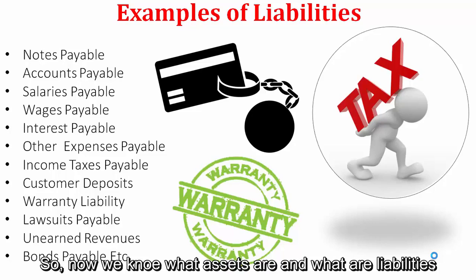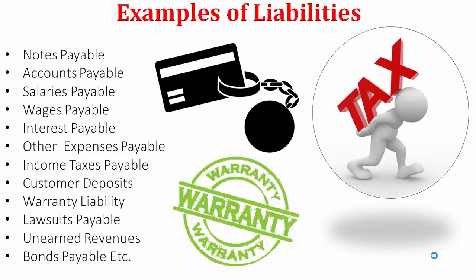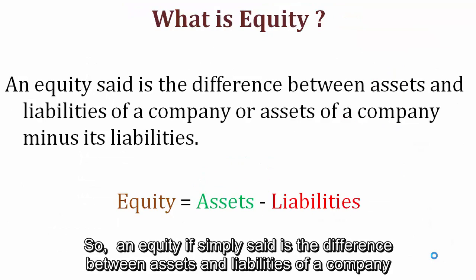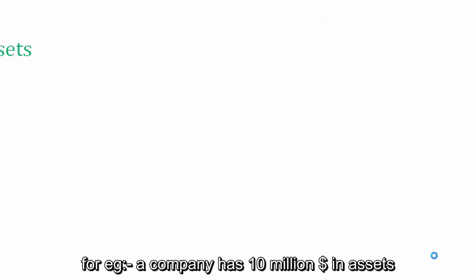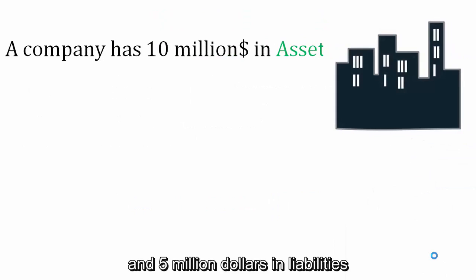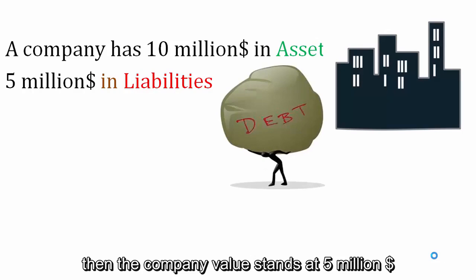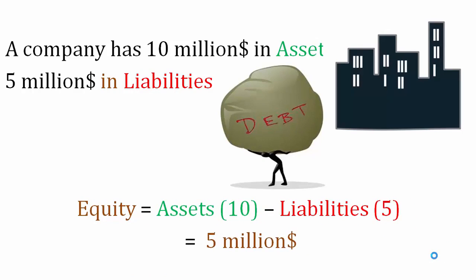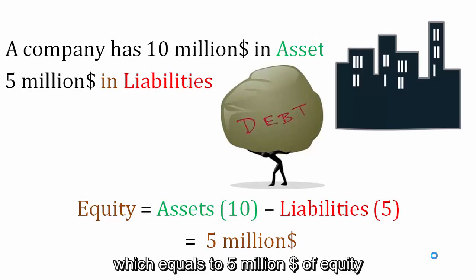So now we know what assets are and what liabilities are. So understanding equity won't be such a big deal. So equity, if simply said, is the difference between assets and liabilities of a company, or assets minus liabilities. For example, a company has $10 million in assets and $5 million in liabilities. Then the company value stands at $5 million. That is $10 million of assets minus the $5 million of liabilities, which equals $5 million of equity.